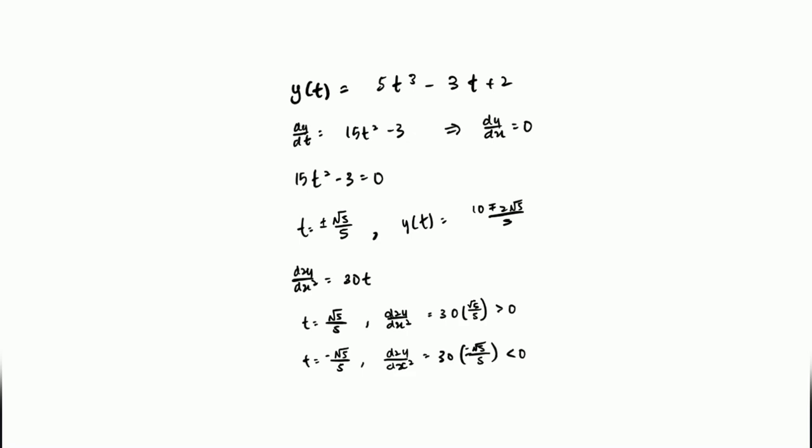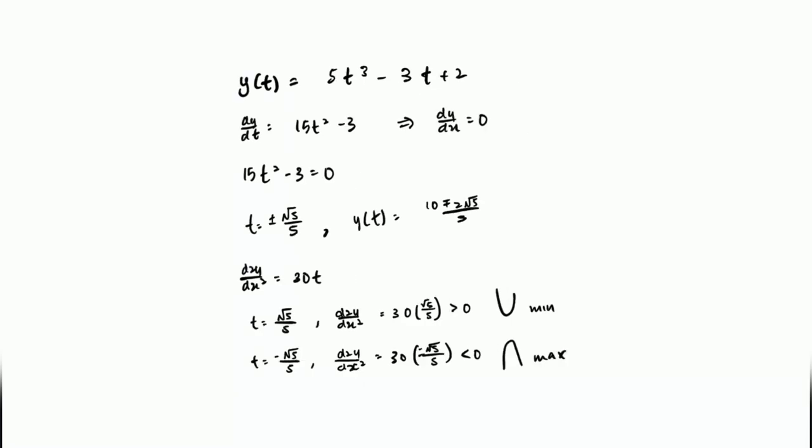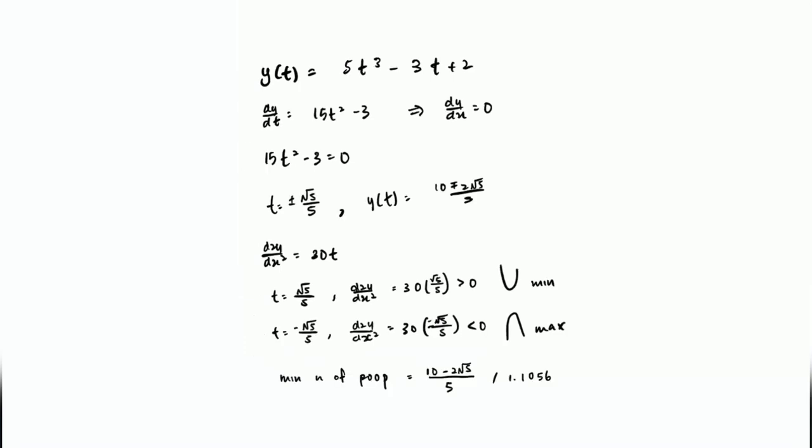I have two coordinates, so I'll use my classification method, which is the second derivative. By substituting my positive t value, I found that my second derivative is positive. Therefore, it's the minimum. So to answer the question, the minimum number of poops I'm going to make this week is 1. Although not really healthy, but it's still logical. I mean, please have more poops, okay?